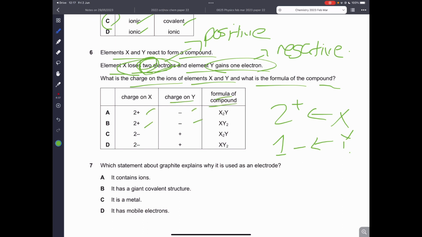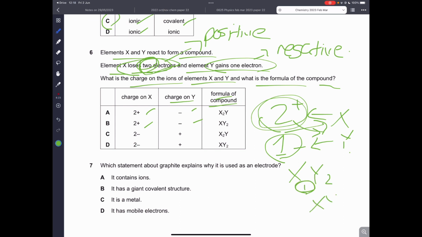And the formula of the compound, well, there's a very easy cheat method to do this, and that is to put the X charge under the Y and the Y charge under the X. So basically X1, Y2, but we don't write the 1, so we just write X, Y2, and therefore B is the correct answer.